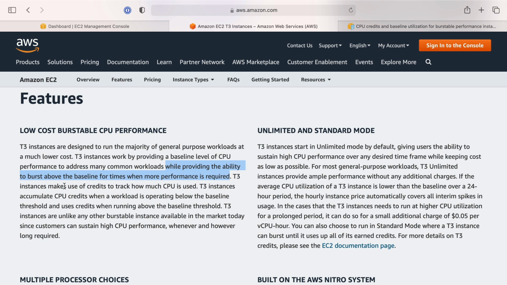T3 instances make use of credits to track how much CPU is used. So they accumulate CPU credits over time when you're below the baseline, and when you're above the baseline, you spend those credits. T3 instances are unlike other ones in the market today, since customers can sustain a high CPU performance whenever and however long is required, which is not explicitly said here, but there is this T3 unlimited mode that lets you burst above the baseline for longer periods of time for more credits than you have, but at a cost. And that's actually over here, unlimited and standard mode.